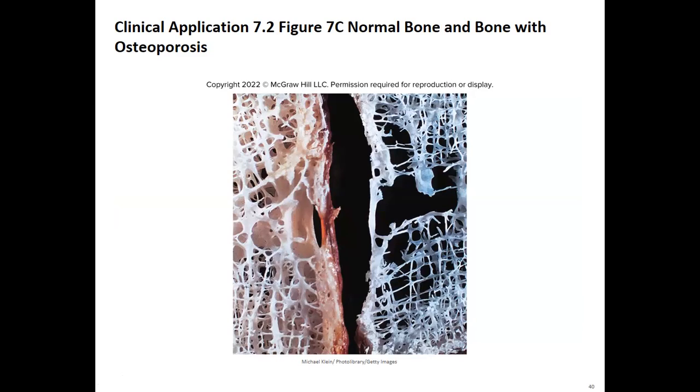Two bone slices side by side. This is your healthy bone, and this is your osteoporotic bone, with lots more spaces here, lots more weakened areas here.